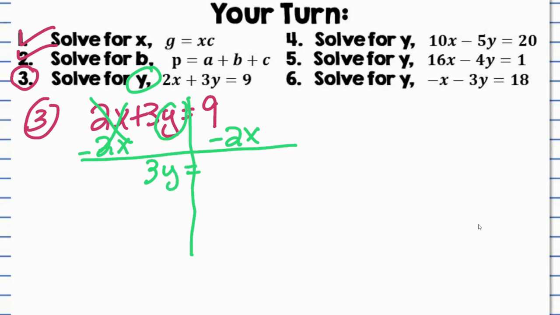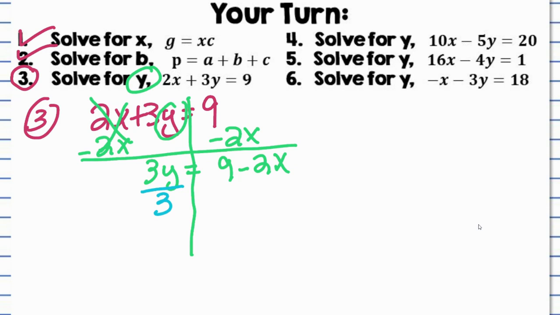Now I have 9 minus 2x on the other side. Are 9 or negative 2x like terms? I hope you're saying no, they're not. They don't have a common variable. So we're just going to write them down. Now, I'm really close to getting y by itself. I just have one step. 3 is multiplied by y, so I need to divide by 3.